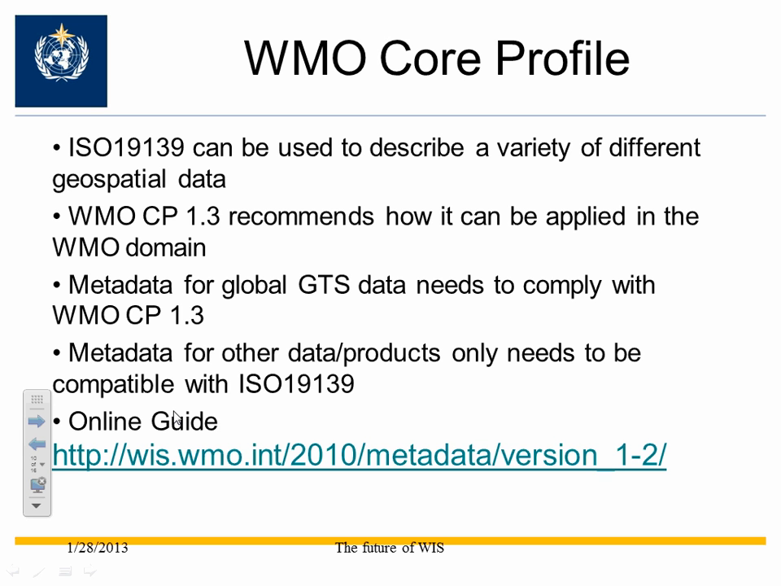What does that mean in practice? If you create a metadata record for something, a bulletin, that circulates in the GTS, then the metadata must be compliant to the core profile. On the other hand, if you create a metadata record for a product that is not available in the GTS, then it only has to be compliant with the ISO standard. Again, think of it in terms of the sets. So the core profile is a subset of the whole ISO standard. Where can you find more information? This online guide here for the version 1.2 is available at this URL, and you can download and read it. It explains all those elements and many others that I have referred to.